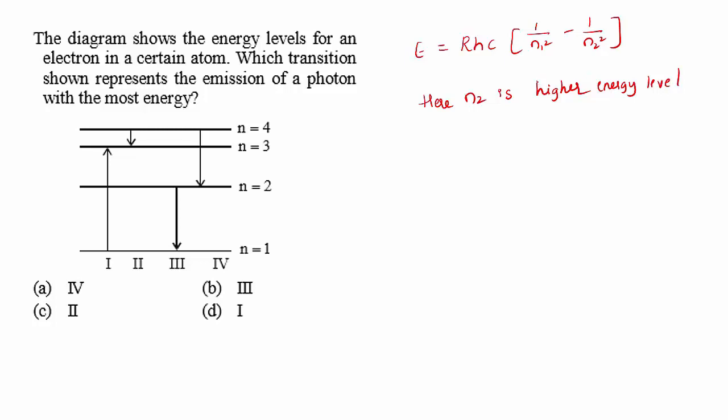So if N2 is having a higher energy level, then clearly 1/N1² minus 1/N2² is maximum for the third transition. In the third transition you can observe that the transition takes place from n equal to 2 to n equal to 1, second energy level to first energy level. Here it can emit the most amount of energy. So we can write the third transition is right.